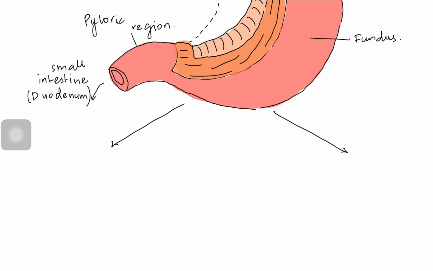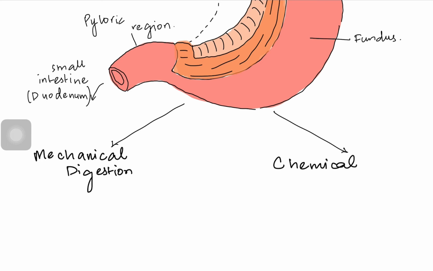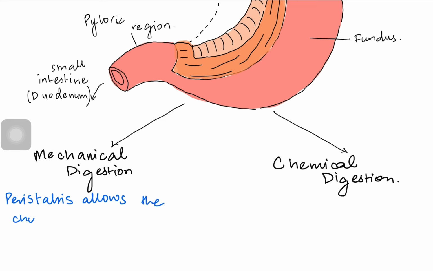When we divide the function of the stomach, we can categorize it into two parts, namely the mechanical digestion part, where there's no chemical change but there is physical breakdown of food, and then the chemical digestion part, where a chemical reaction happens to break big molecules into small soluble molecules. The mechanical digestion is favored by peristalsis. We know peristalsis, the rhythmic wave-like motion, which allows the churning of food within the stomach.